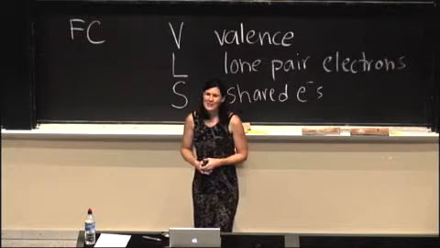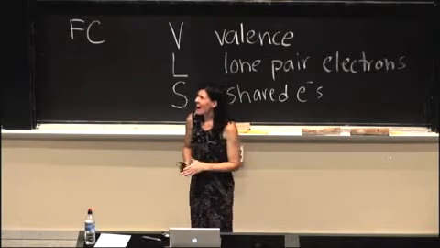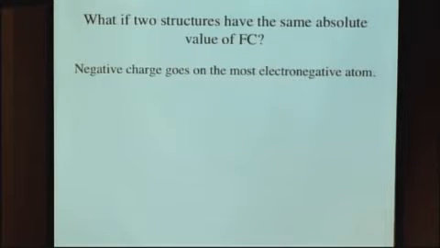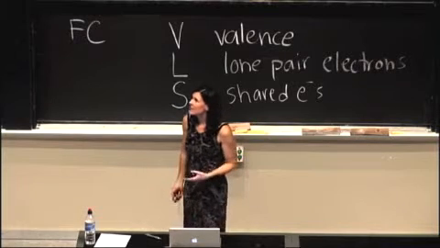So we can also get into a case where we have similar values in terms of absolute values of formal charge between two different molecules we're deciding between in their Lewis structures. And in this case, the tiebreaker goes to the molecule in which the negative charge is on the most electronegative atom. So let's look at an example of this here.